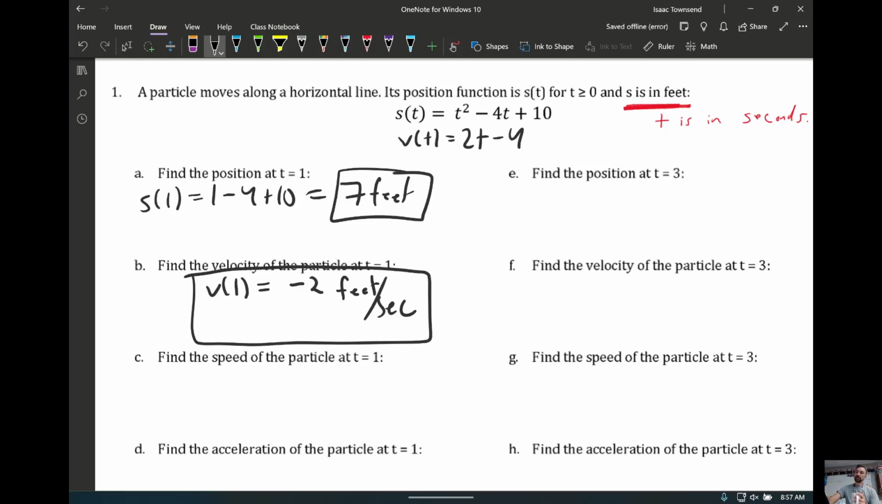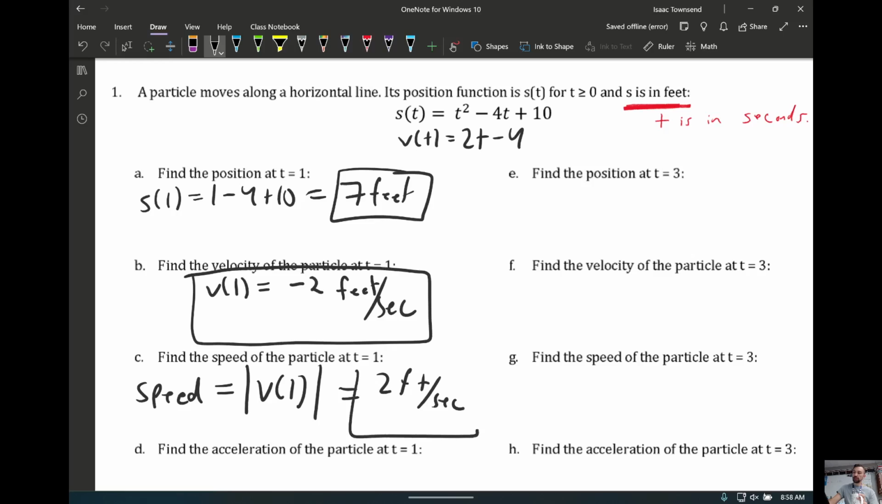Okay, whereas speed is very similar to velocity. The speed at 1 second is the same thing as the absolute value of velocity at 1 second. It's basically measuring the same thing, it just doesn't care about direction, so it doesn't care about positive or negative.